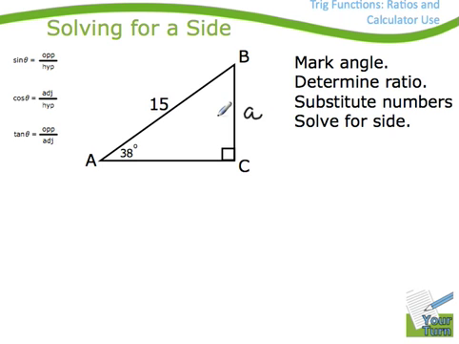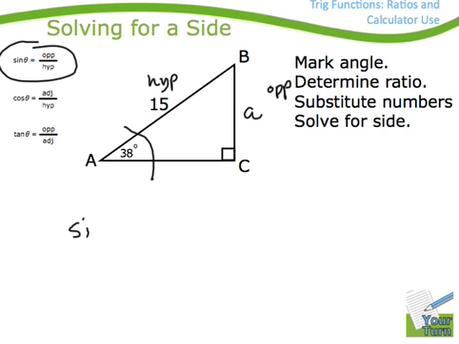Okay, so my question is, I have an angle of 38 degrees, I have a side of 15, I want to figure out this side over here. So my first step, mark my angle, done that already. Determine which ratio I have. If this is my angle, then this side over here is the opposite side, and this side here is the longest side, that's always my hypotenuse. So I need to find a trig ratio that has an opposite and a hypotenuse in it. That's my guy right there.